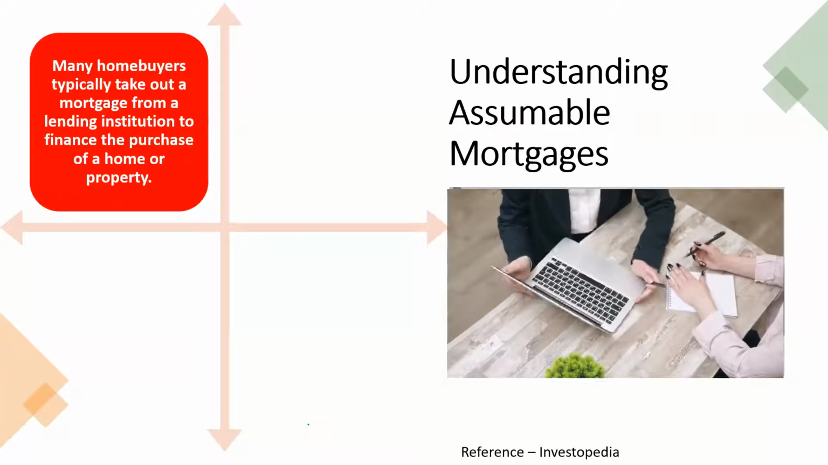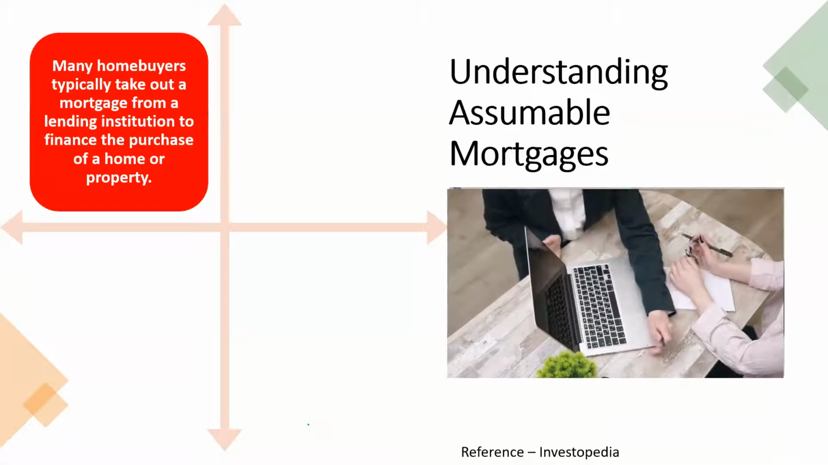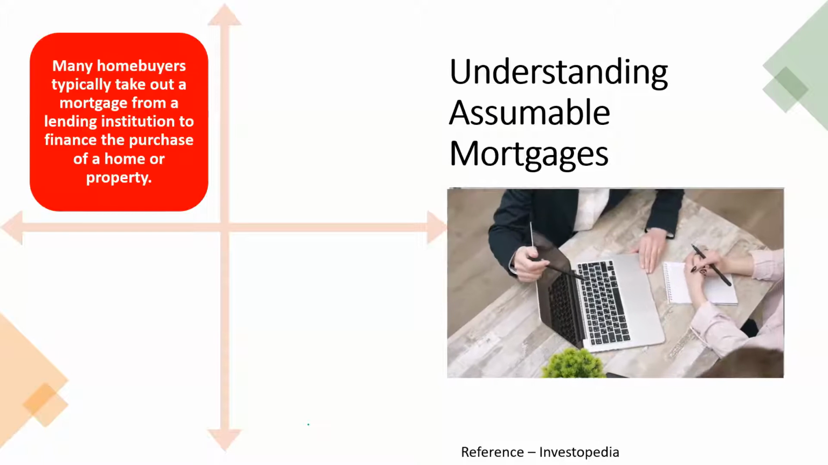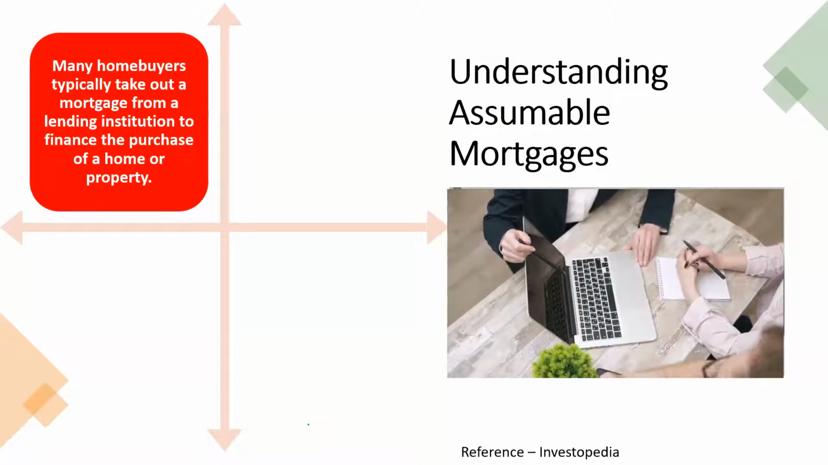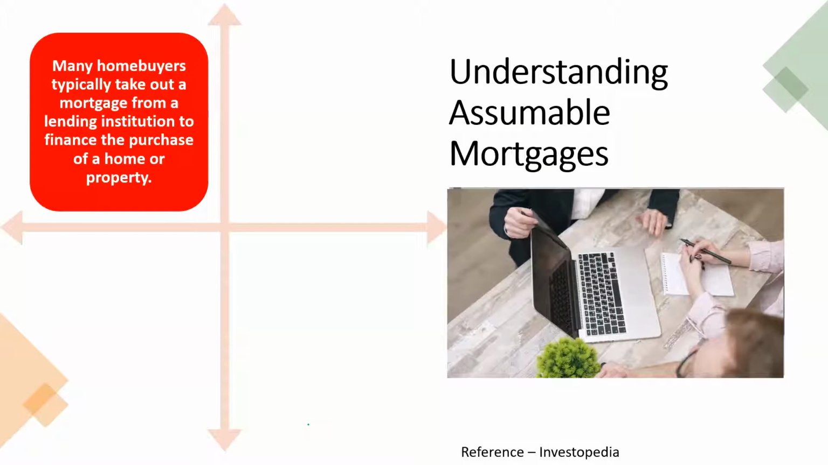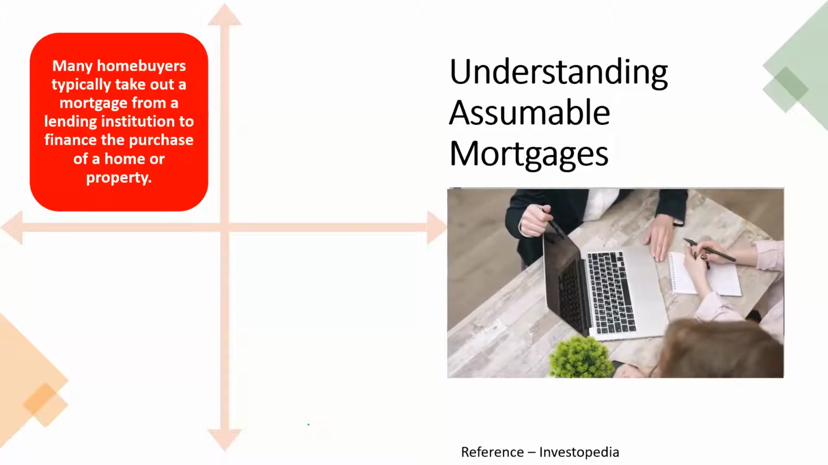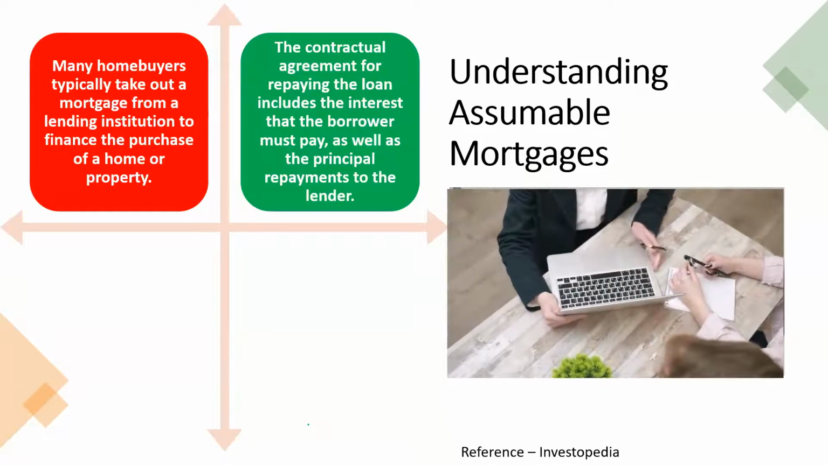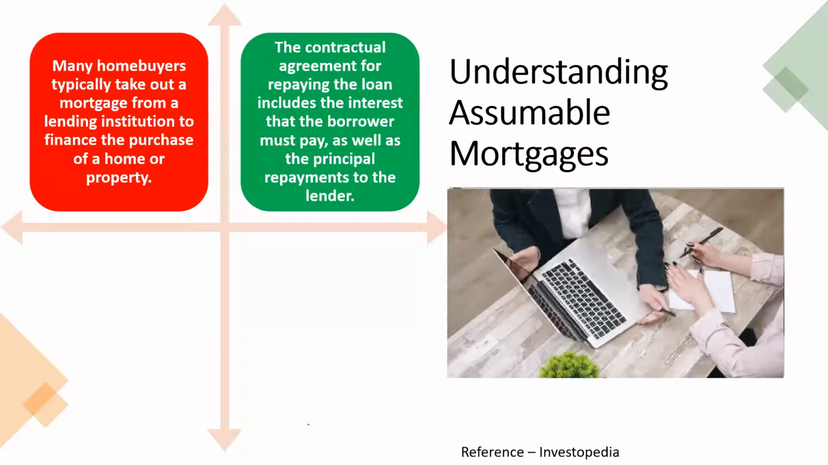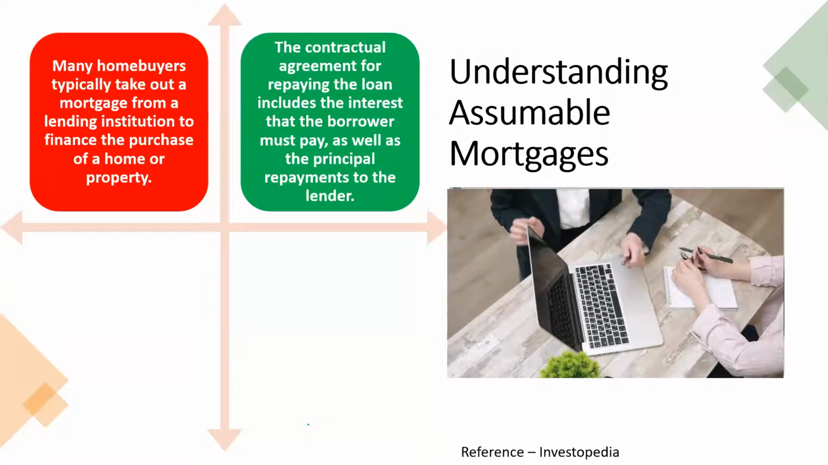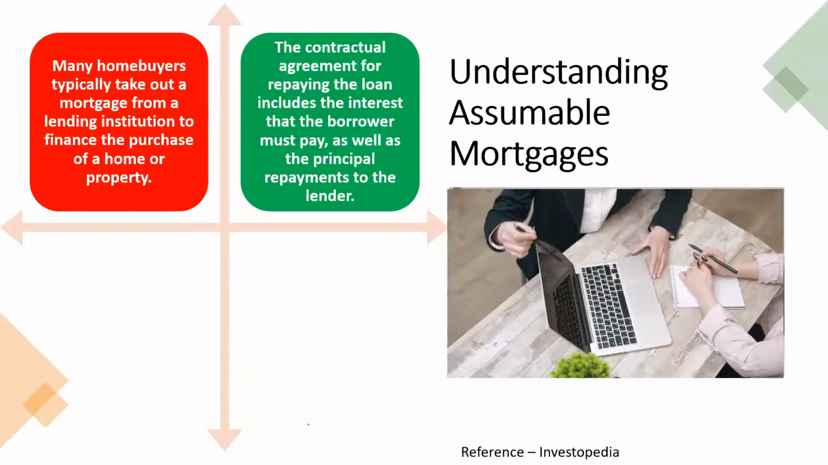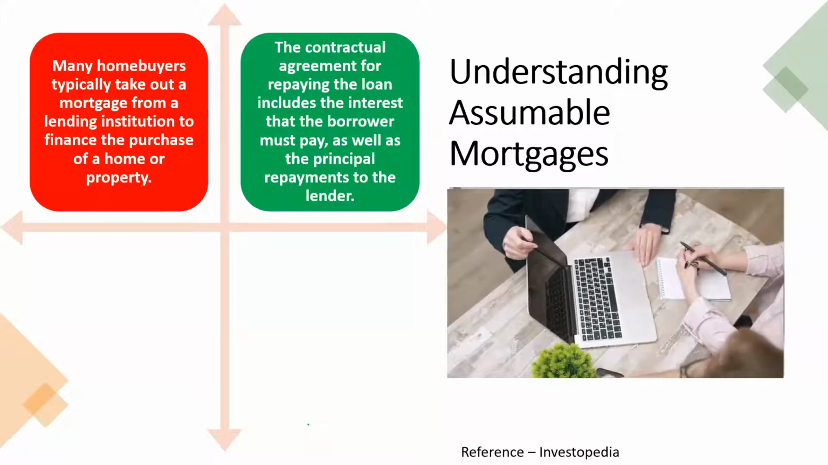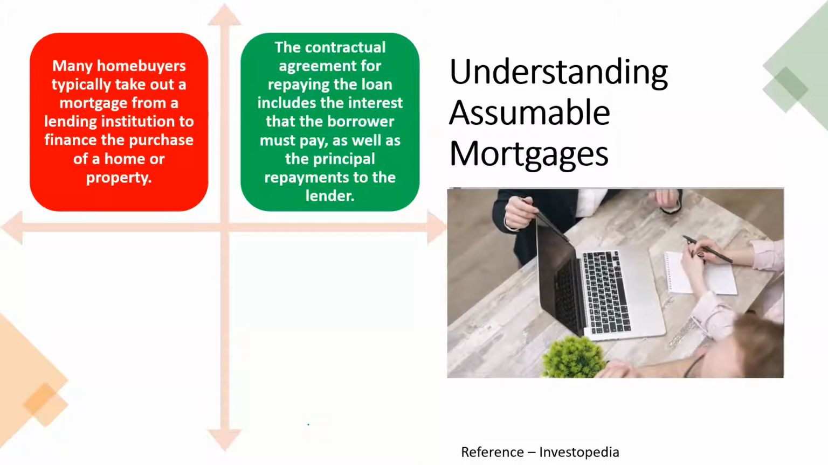Understanding assumable mortgages. Many home buyers typically take out a mortgage from a lending institution to finance the purchase of a home or property. That's generally the scenario because it's a large purchasing item. Typically, in order to finance the purchase, the buyer needs a loan, using the property that they're going to be buying as collateral on the loan. Therefore, if they default on repayment of the loan, the lender has recourse to the property in the event of, say, a foreclosure, to make sure they have security for the payment.